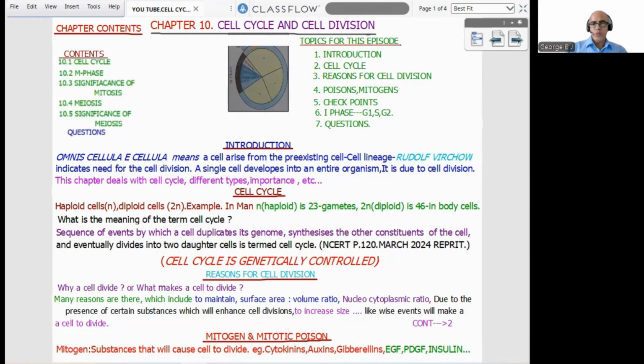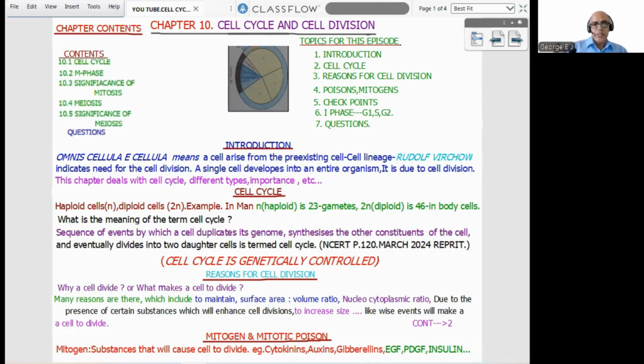What is the meaning of the term cell cycle? Cycle means something that repeats at regular intervals of time in a regular fashion. Here also the meaning is almost the same, but concerned with cell division. So the sequence of events by which a cell duplicates its genome, synthesizes the other constituents of the cell, and eventually divides into 2 daughter cells is termed the cell cycle. This is the classical definition given in NCERT page number 120, March 24 reprinted edition.